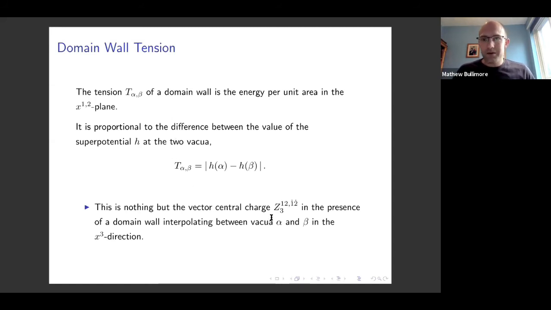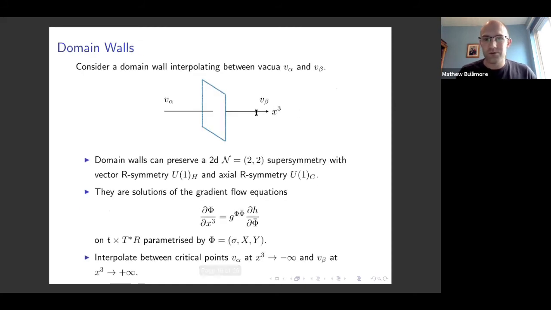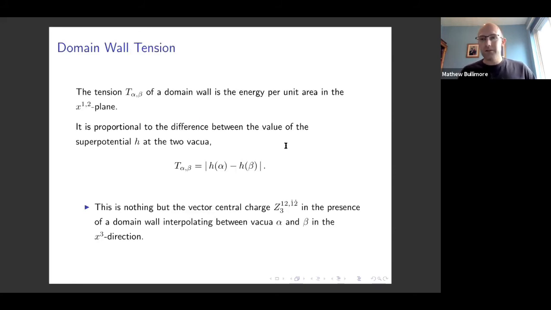It's useful to point out, because you may have noticed that so far I haven't discussed the vector central charge at all. I only discussed the scalar ones. This is basically the vector central charge. In the presence of such a domain wall, you'll get a non-vanishing vector central charge of this form. The component 3 means that it's a vector in the 3 direction. That's because we're looking at domain walls perpendicular to the 3 direction. So this is where the vector central charge comes in. It controls the tension of domain walls between vacua.